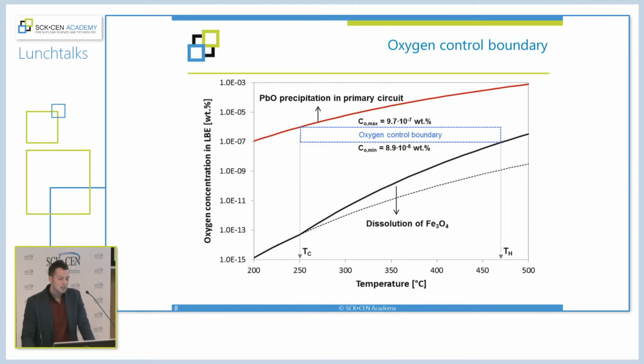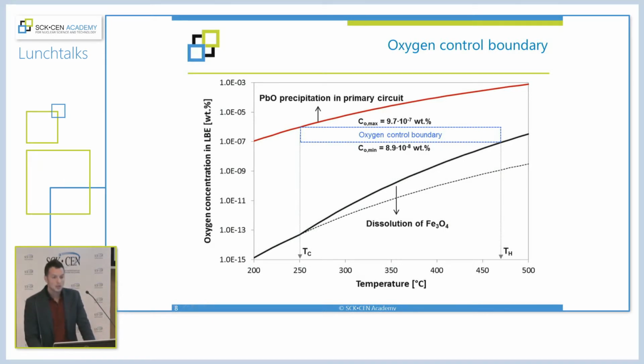On the other hand, if you have a too low oxygen concentration, we have dissolution of the protective oxide layer, and actually we can enhance the corrosion of the steel in contact with LBE, and this is represented by this black line. So you understand that the range in which we want to control oxygen is defined by this window, and is defined by the temperature of operation, of course.